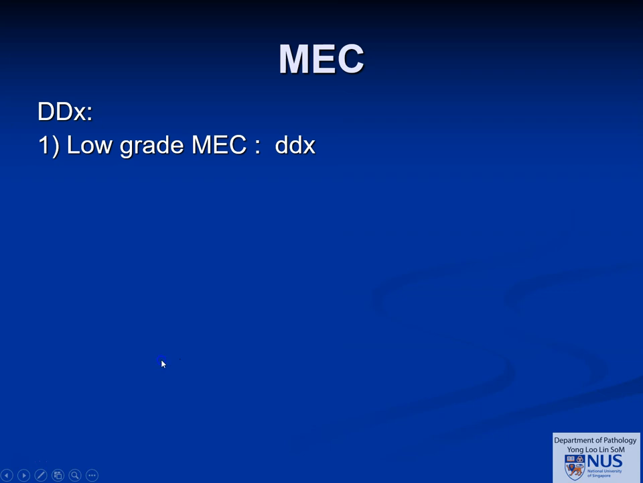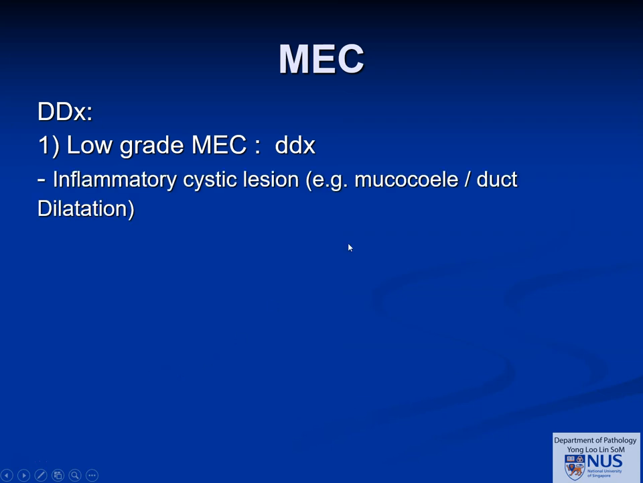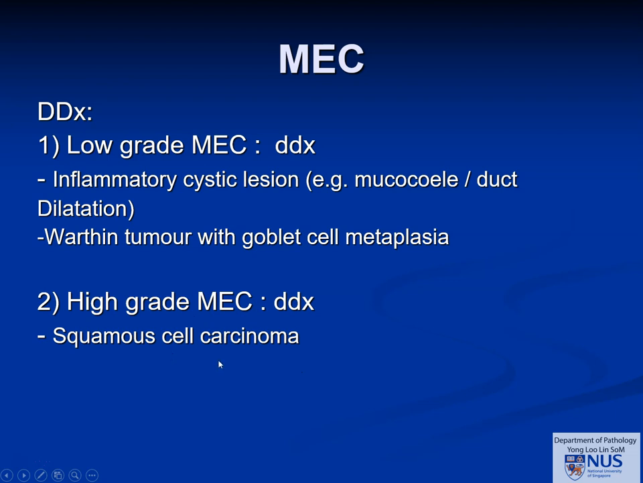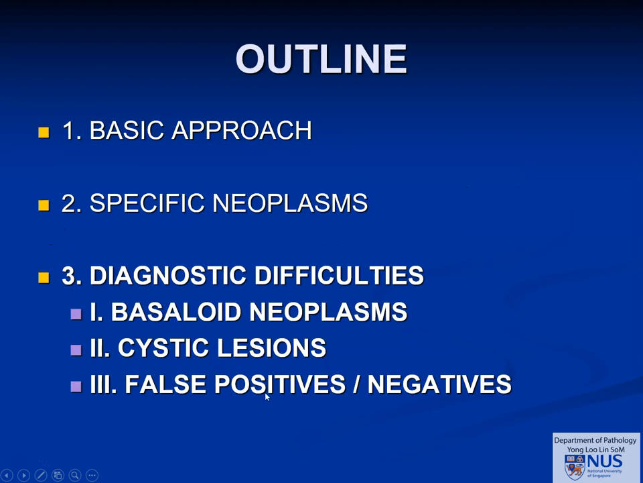Differential diagnosis would include inflammatory cystic lesions, for example, mucocele, duct obstruction, or even a Warthin tumor with goblet cell metaplasia. So hence, this is a difficult diagnosis to make, and sometimes we end up calling this atypical or even suspicious, but not a definitive diagnosis. For high-grade mucoepidermoid carcinoma, we often are not able to type it on cytology, but that's okay because it is obviously malignant. Now, just to touch on some diagnostic difficulties, and I want to cover these 3 areas: basaloid neoplasms, cystic lesions, and false positives or negatives.